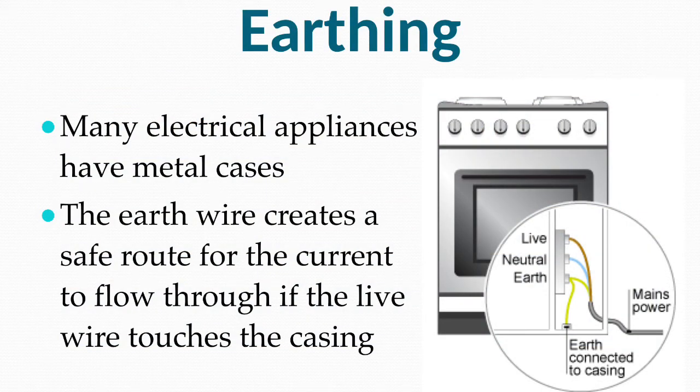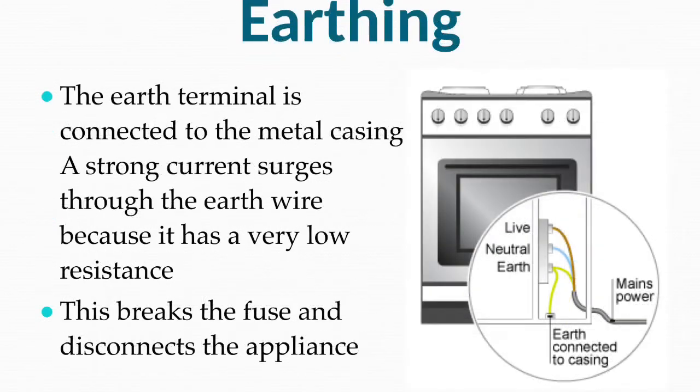Many appliances have a metal case on the outside. Now, if the live wire were to come loose and make contact with that metal outer casing, it would make the whole appliance live. This is the reason we have the earth wire connected to the metal casing. If the live wire comes loose, it has a direct route to earth with very little resistance, which will produce a high current which should blow the fuse and make the appliance safe again.